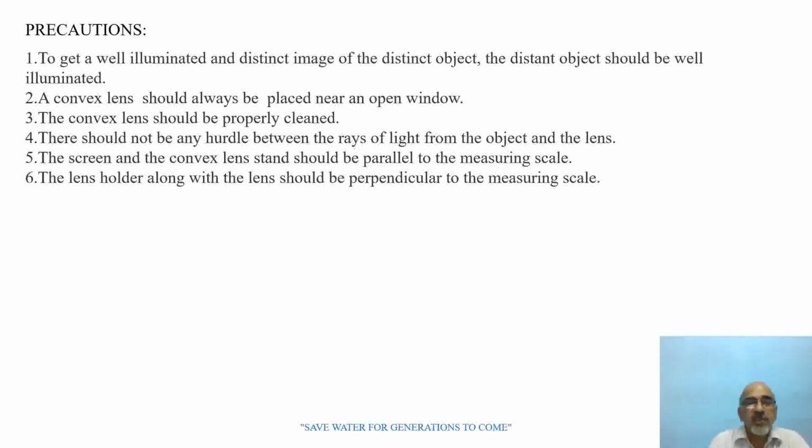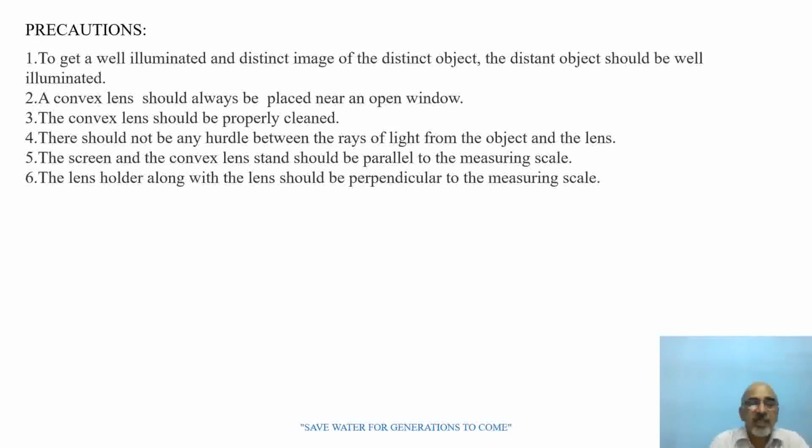Right now, precautions. What precautions do we have to take while doing the experiment? You have to write these precautions also in your notebook. To get a well illuminated and distinct image, distinct means clear image of the distant object, the object should be well illuminated. It should be clearly visible. The convex lens should always be placed near an open window. Why? Because light could fall on the lens.